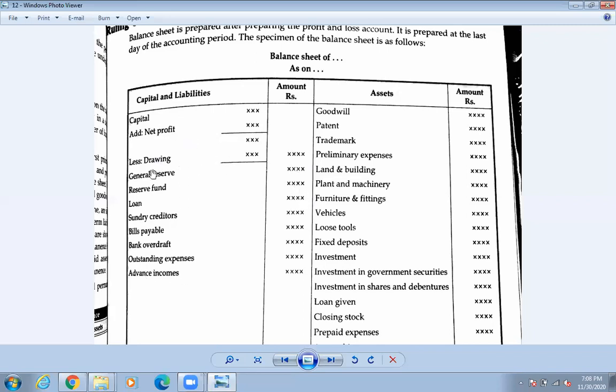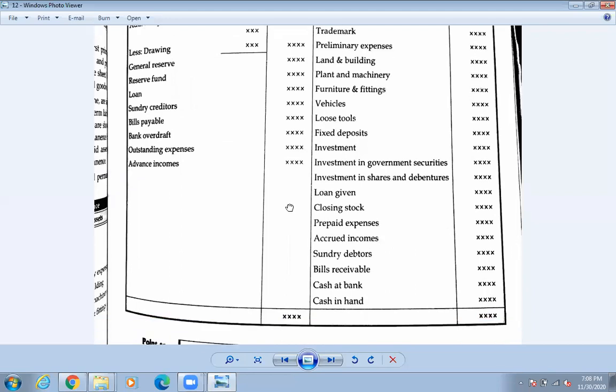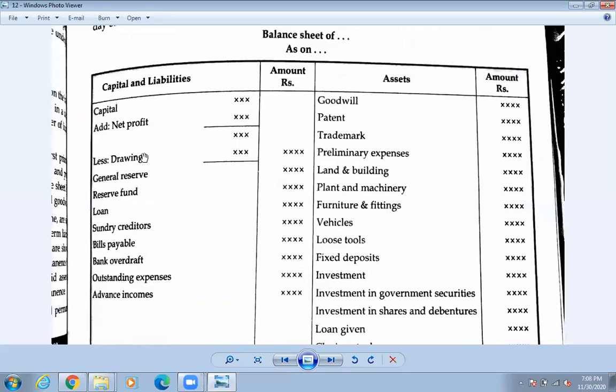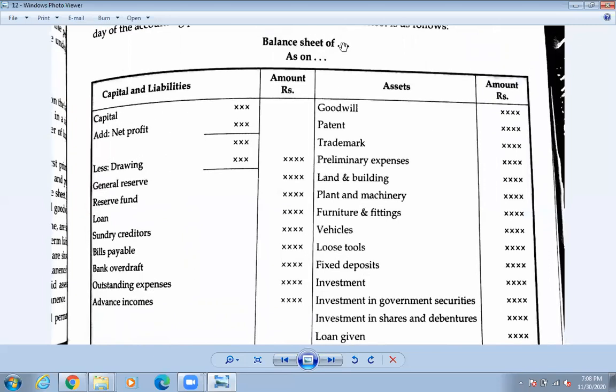You need to remember this format. First of all, the first thing you need to write down is the balance sheet of Teradesk. So suppose balance sheet of Mr. Shakya as on, and you need to write down the date of this one, as on 31st January or 31st December or something else. You need to write down the date below over here.